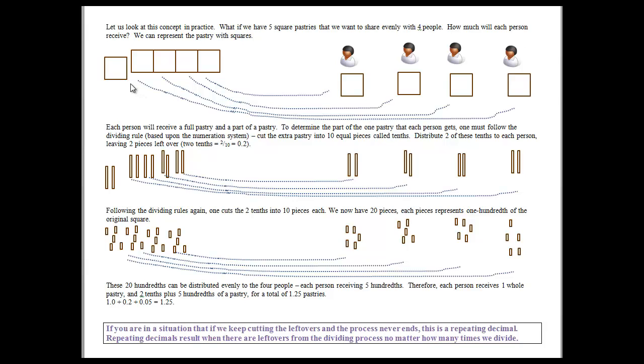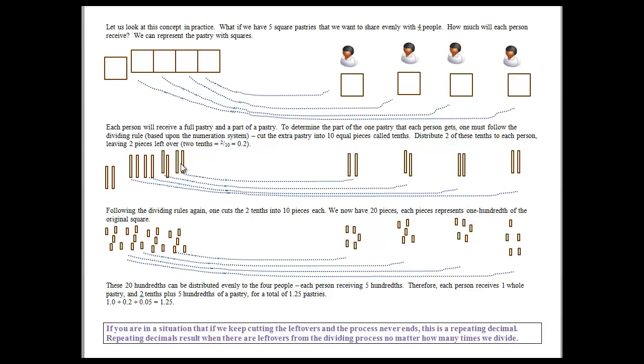So to determine the part of the 1 pastry that each person will get, we must follow the dividing rule, based on that numeration system that I just went over a little bit ago. We need to cut that pastry into 10 equal pieces called tenths. So we're going to distribute 2 of these tenths to each person. When we cut that into tenths, that created 10 little pieces, made them smaller. Because remember, we took this piece here and we cut it into 10 little pieces. So we're going to distribute 2 of these tenths to each person, leaving 2 pieces left over.